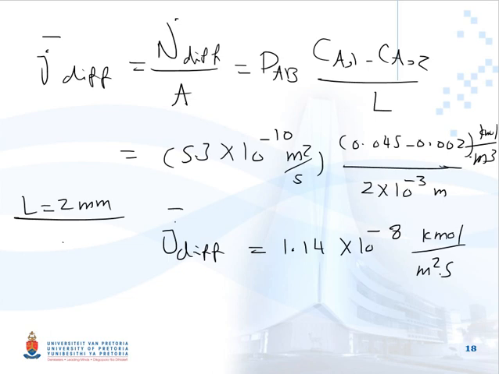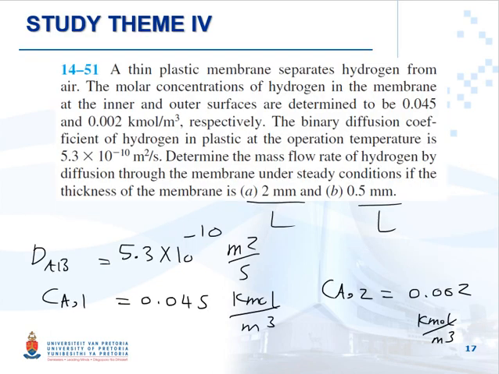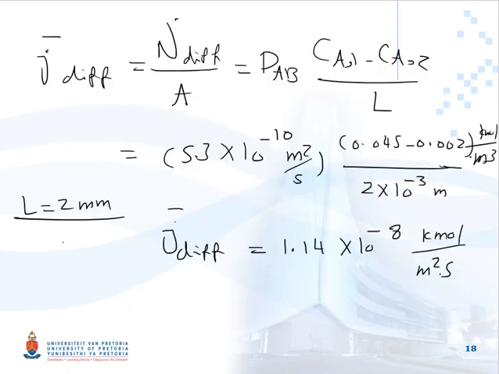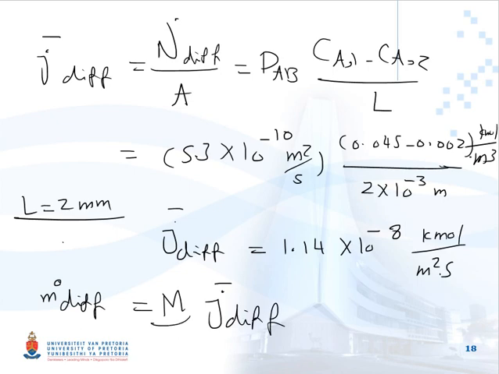But it's not what the question is asking. The question is asking to determine the mass flow rate. So it wants the mass flow rate in two different conditions. We know that the mass flow rate, m dot diffusion, is equal to the molar diffusion rate times the molar mass. Where does this 2 come from, kilomole? What are we talking about?